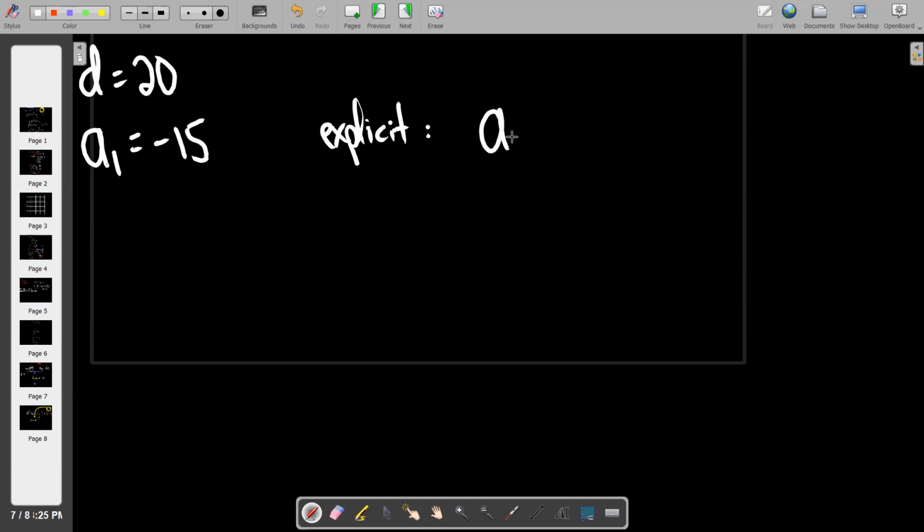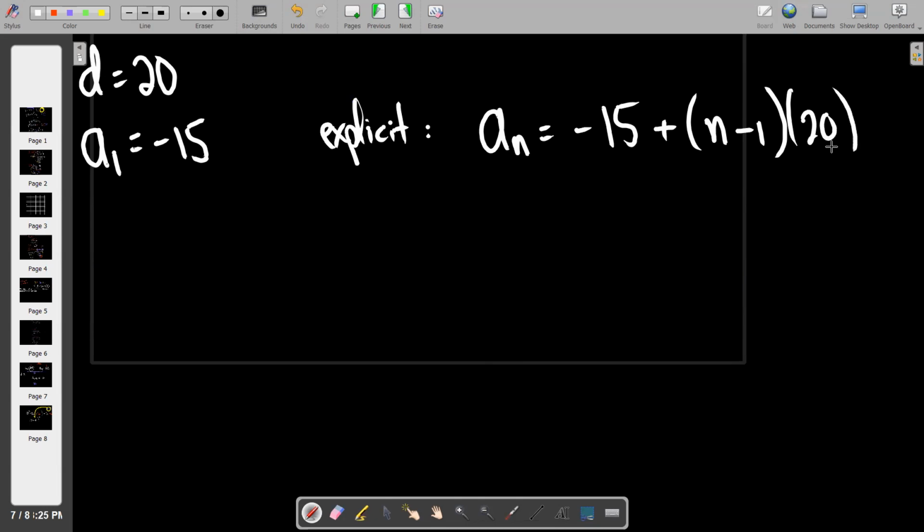A sub n equals. Yes. Plus, forgot the plus, n minus 1 times 20. Because the sequence naturally is increasing. Remember, we only use negative because we were working our way back to the beginning. Nice job there, Foxer.